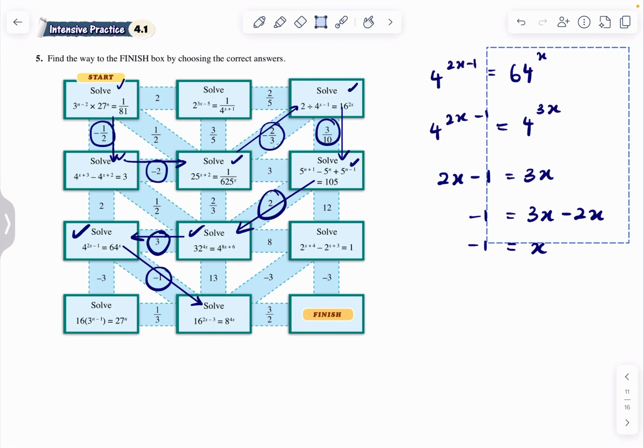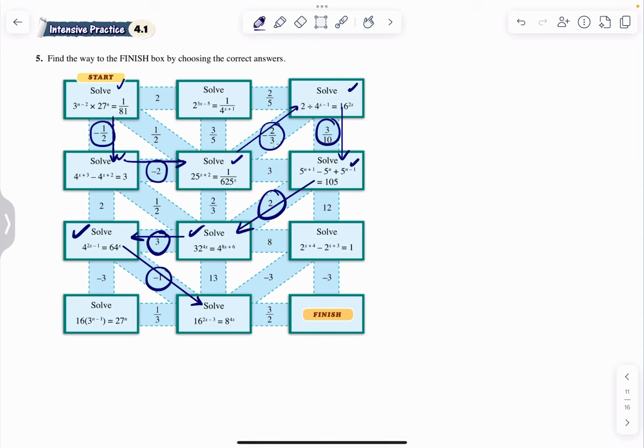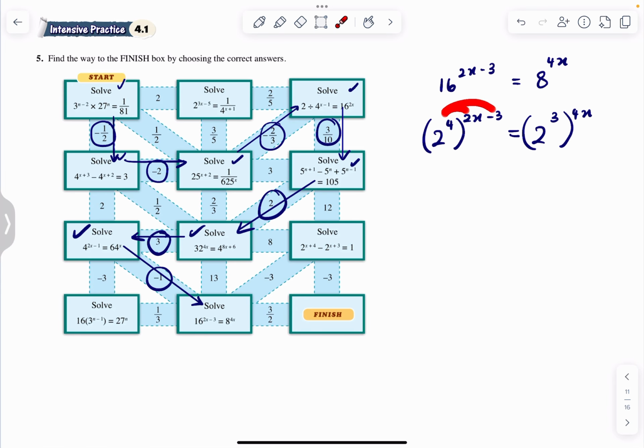Oh, hopefully we are at the finish line. Alright, last one. Hopefully. 16^(2x-3) is 8^(4x). Right, 16 and 8, no choice, we have to bring it down to base 2. So 16 is 2 power 4, 2x minus 3, 8 is 2 cubed, 4x. Then we multiply the powers. 8x minus 12, this will be 12x.